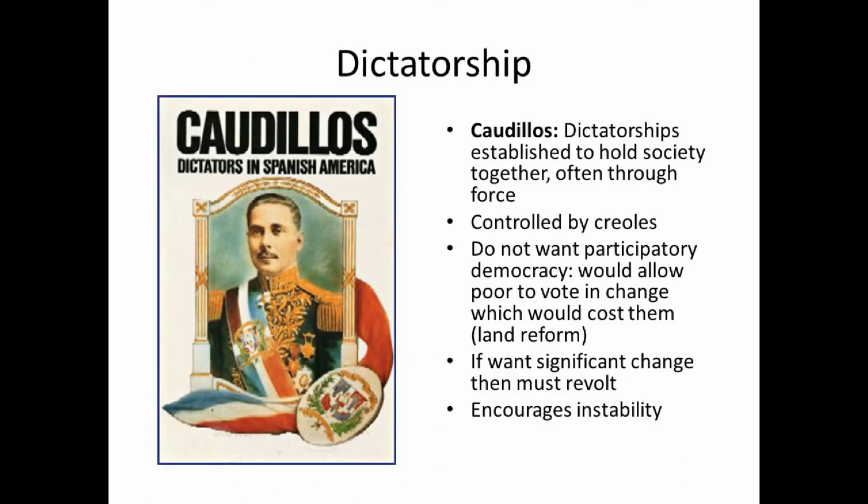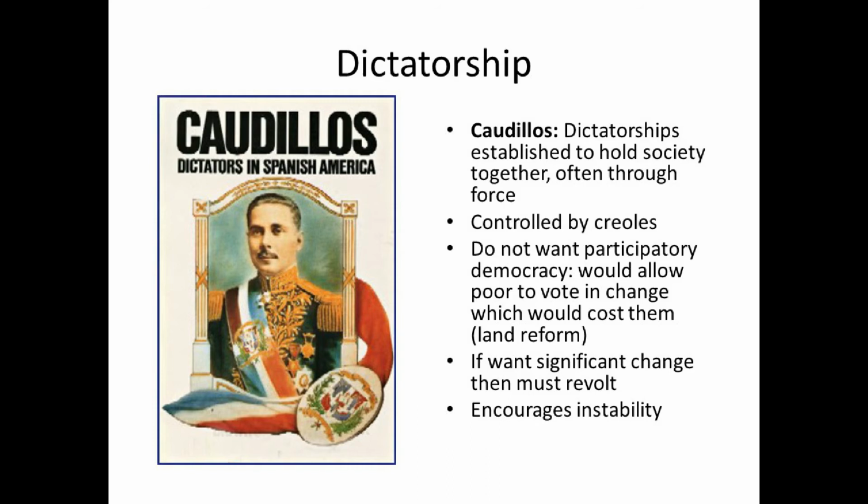And so the problem is, when you have a society with this kind of division, you're going to have a lot of frustration, right? A lot of people are not going to like this. Mestizos in particular are frustrated by the fact that they have so little land, so little wealth, and then you have these incredibly wealthy Creoles on the top who monopolize all this land and all this wealth. So the problem is, how do you hold a society like this together? And typically the answer was through dictatorship, right?